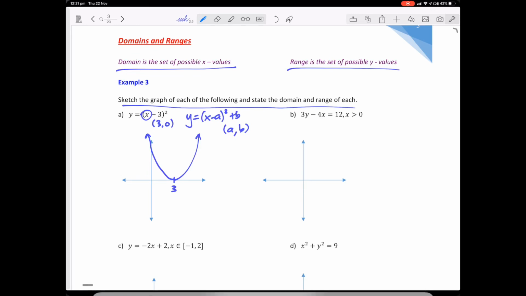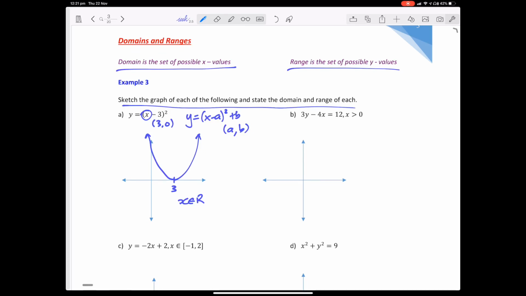So my domain, well, x can be any value. There's no restriction, so we say x is an element of all reals. For y, and this is one way that I do it, I swipe the pen from left to right. If I go from left to right, I'm always going to be touching the graph, so x is an element of all real numbers.